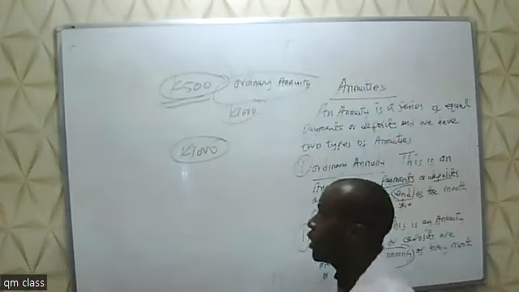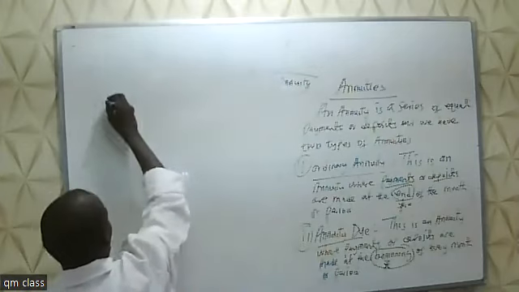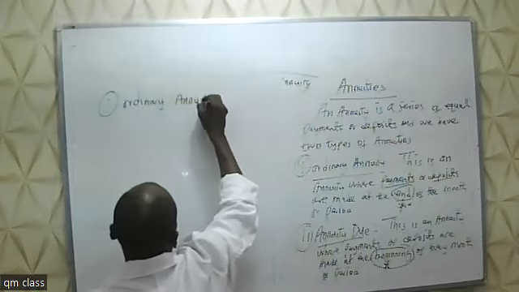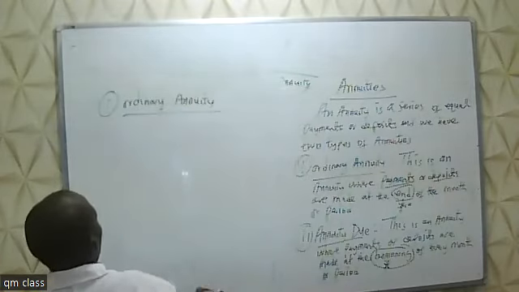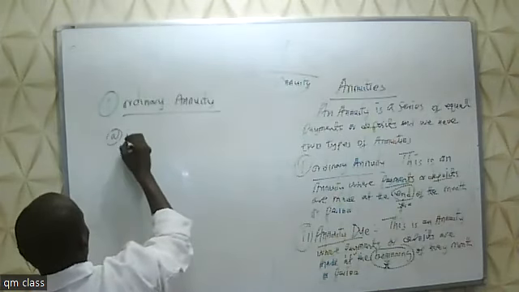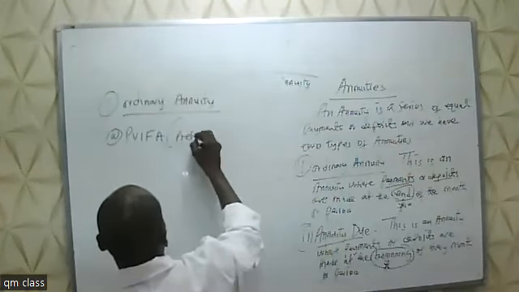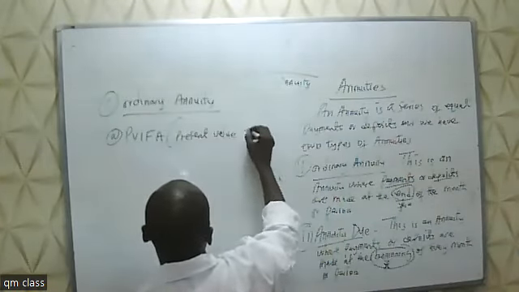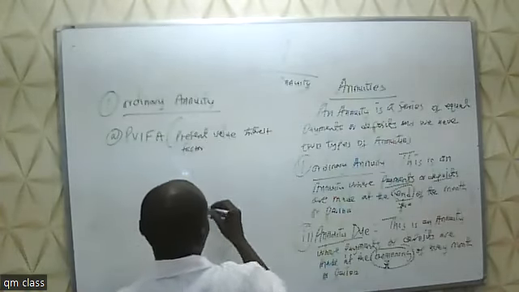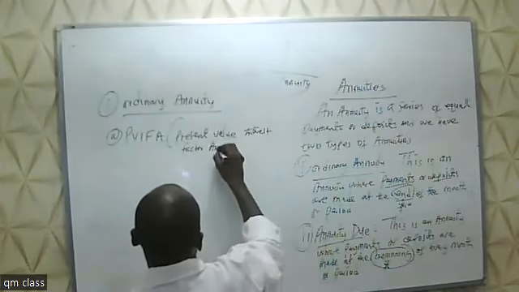Now, let us look at ordinary annuity. So the first one, we look at ordinary annuity. Here we have two types. The first one is the PVIFA, which is called the present value interest factor annuity.